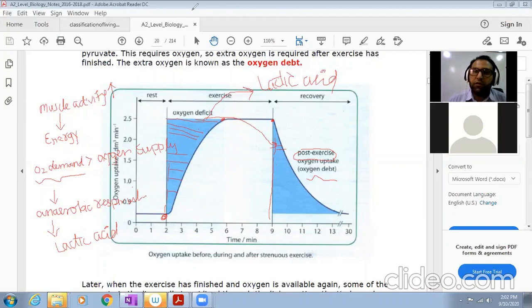Is it clear? Yes, sir. All right. This lactic acid that formed initially formed because of deficiency of oxygen. But here, oxygen is more than our need. So that's why this lactic acid will convert, and it will be brought back down to a low level, to normal level. Is it clear? So this is actually the oxygen debt, the extra oxygen I'm taking back.